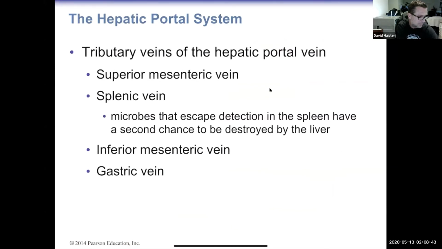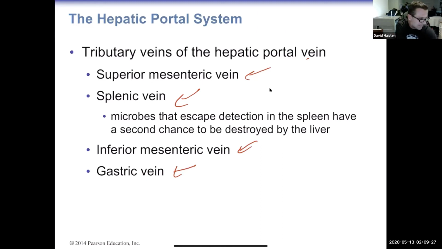Okay, the tributaries, veins of the hepatic portal vein: superior mesenteric vein, inferior mesenteric vein, and the gastric vein from your stomach. Also the splenic vein. Your spleen, okay, your kidneys filter your blood, adjust your blood chemistry. Your spleen filters your blood for pathogens and also destroys worn out red blood cells. So the spleen filters your blood, but for immune function. Kidneys, chemistry, and eliminate chemical waste.